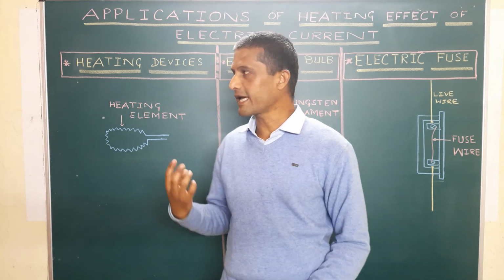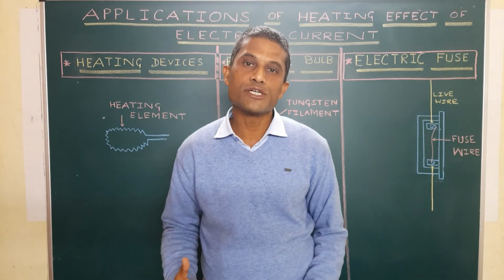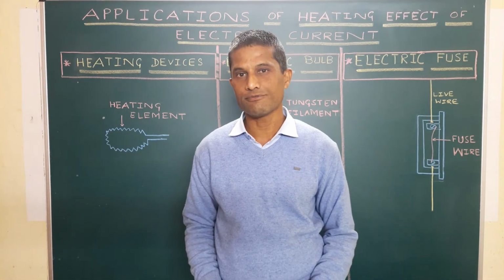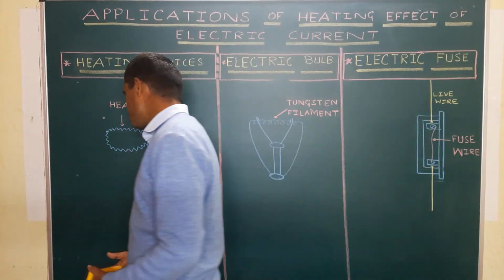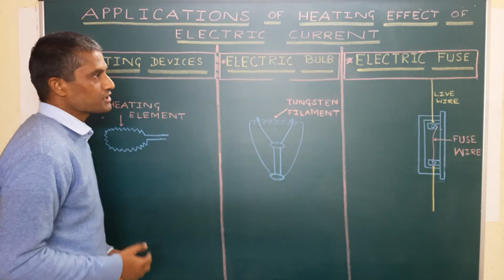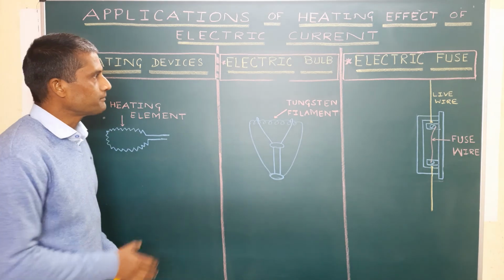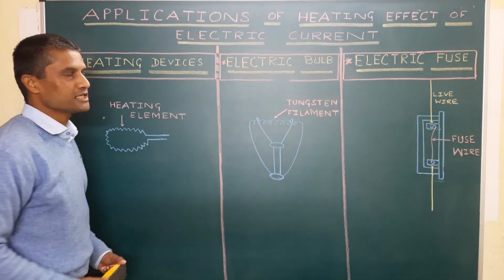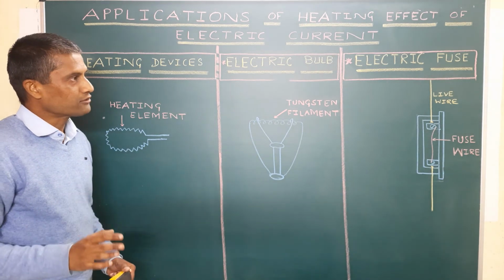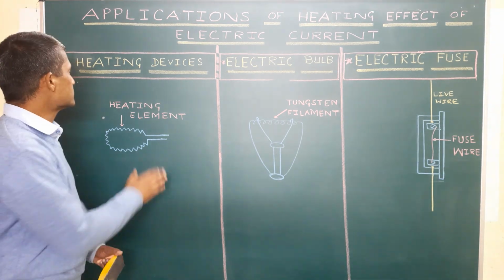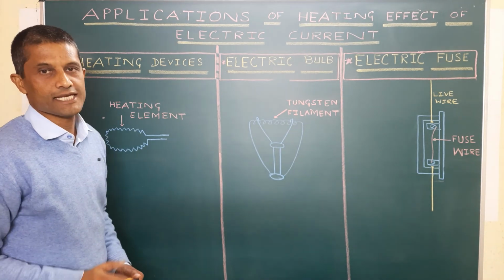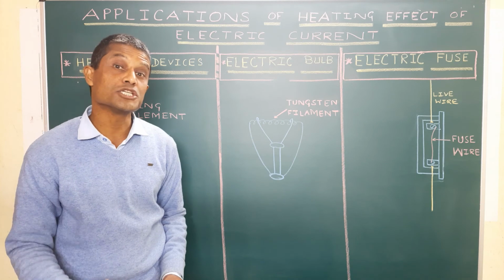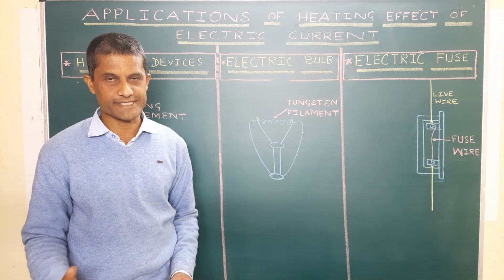So now the time has come to look into the main applications of this effect in our day-to-day life. Let us go through these applications one by one. There are three major applications I have chosen here. Number one, the heating effect of electric current is utilized in heating devices like electric heater, geyser, oven, water heater, room heater, etc.